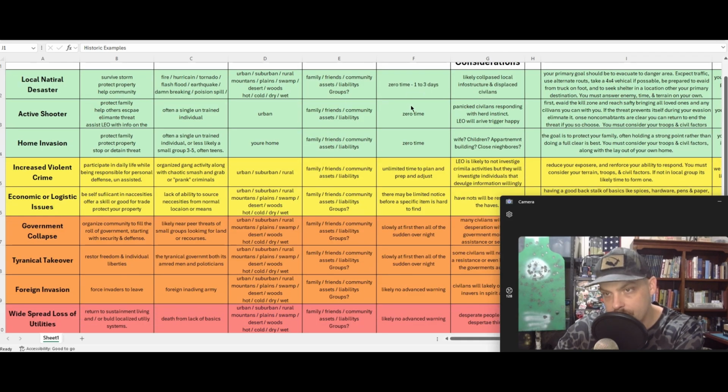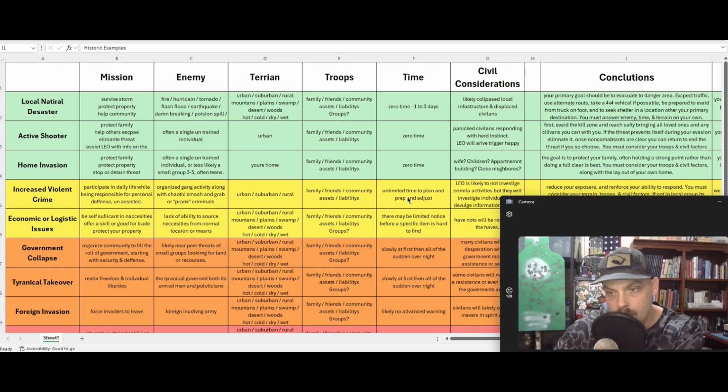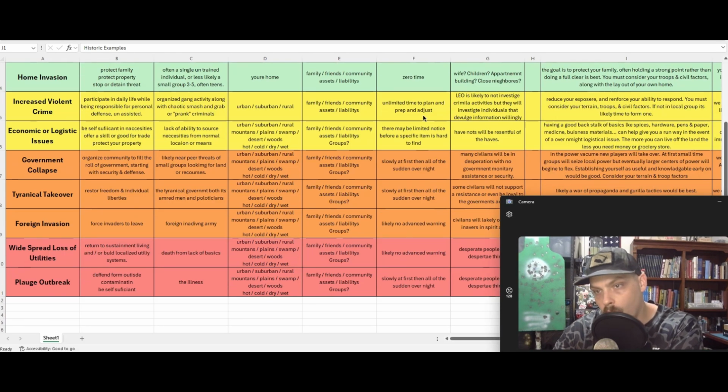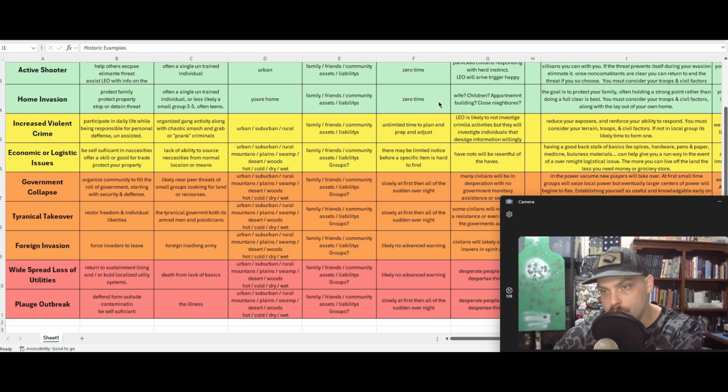Who's an asset? Who's a liability? Time: you will have unlimited time to plan, prep, and adjust, right? This likely isn't going to be an event that just happens overnight.